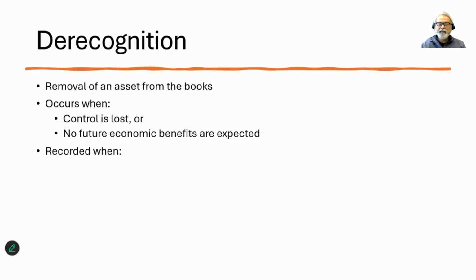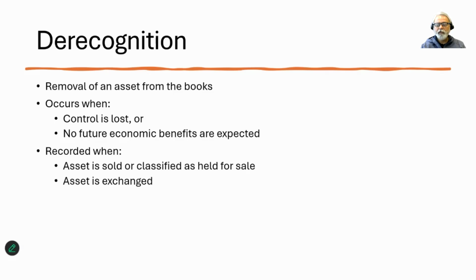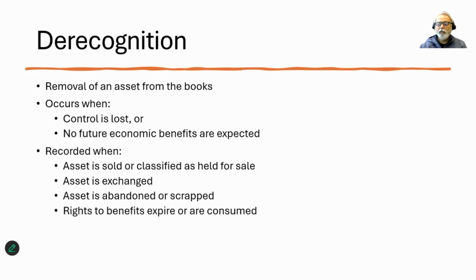So we derecognize assets when either the asset is sold or it's classified as being held for sale, or it's exchanged for another asset. The new asset gets recognized, the asset given up gets derecognized. Sometimes the asset might just be abandoned or scrapped, or the rights to benefits expire or are consumed. So this will relate to the right of use asset for leases. Once the rights to use expire, there's no more right of use asset remaining.